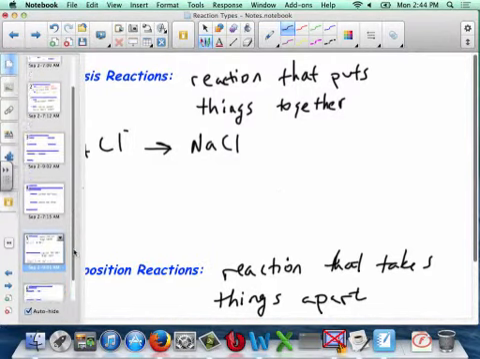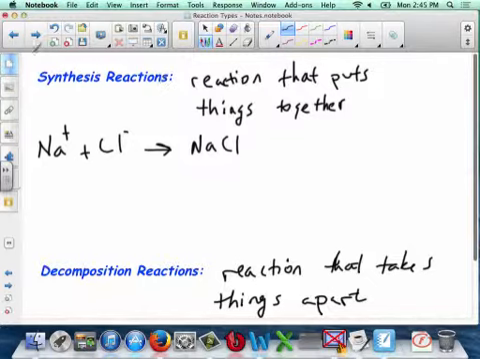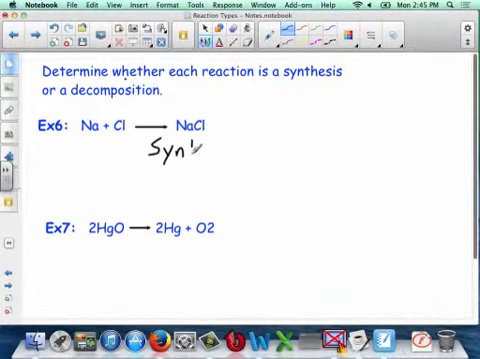So here we go. Let's take a look at a few of these. Look at this first example here. Is it synthesis or decomposition? Number 6, yep. So let's go back to our two definitions. Synthesis. Okay. So that is a synthesis reaction.